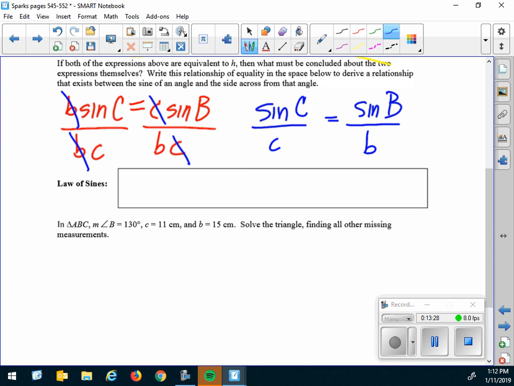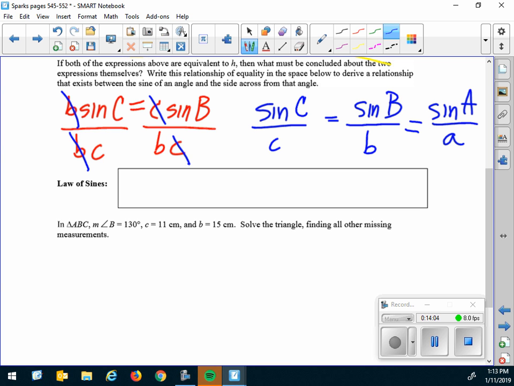Now, if you look at that, you might think, well, there's some stuff we didn't use. That's right. There's one more fraction that we could put in there. Sine of A over A. Now, I don't like writing it like this. I prefer to use alpha, beta, and gamma as my angle measures, because if I say sine A over A, how do you know which A is which? Okay. So if I say sine alpha over A, then I know alpha is the angle.